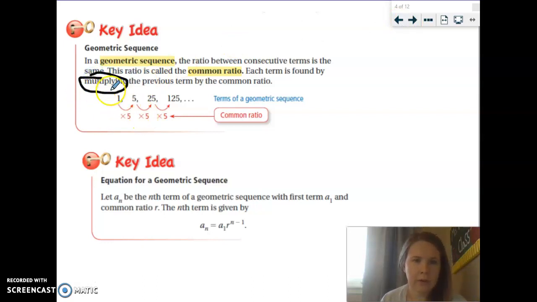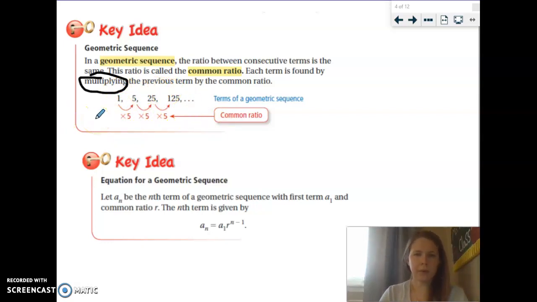We see that it jumps from 1 to 5, we're multiplying by 5, and that pattern should continue on. 5 to 25, yes, that's a multiple of 5. 25 times 5, yes, that gives me 125. So my common ratio is multiplying by 5, or 5.